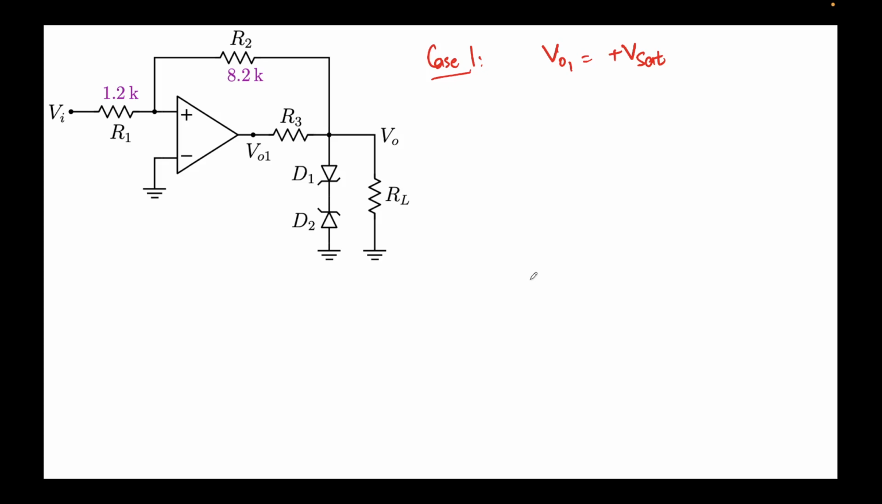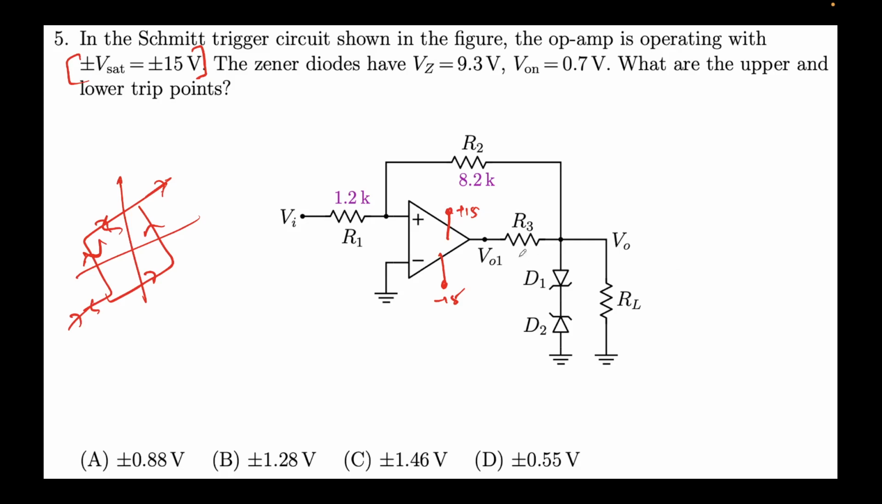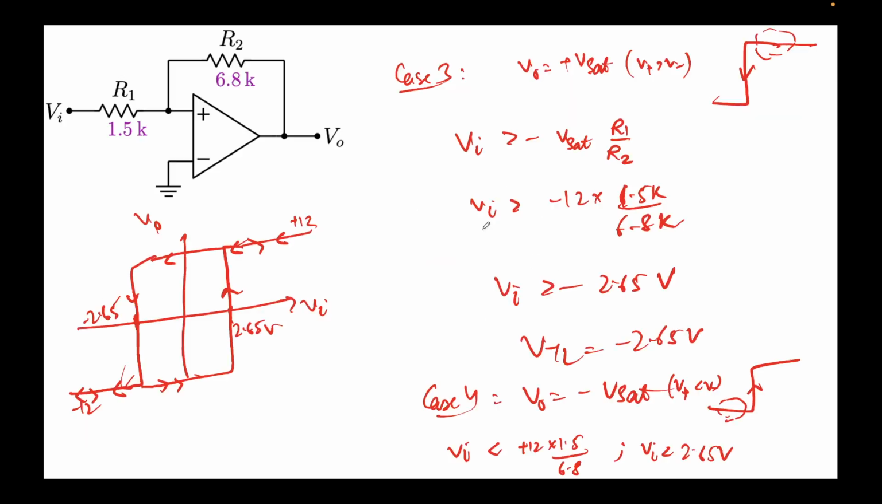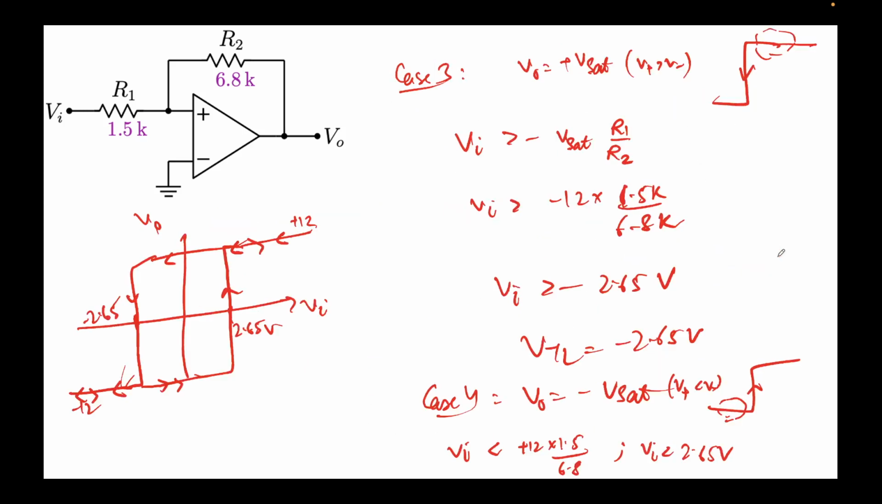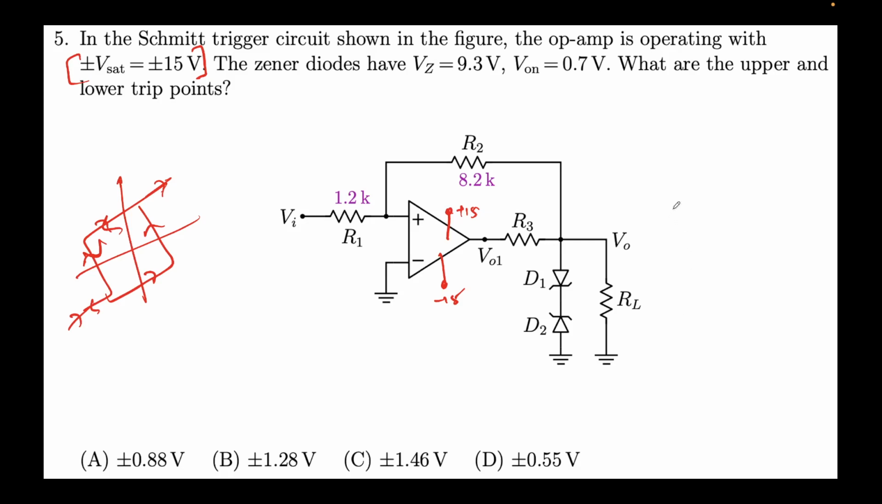Okay, so in this case again we'll just analyze what happens at very large negative and very large positive voltages. Which I have already done, so I'll not go over it again. So what we had noticed in the previous question also, when Vi is very large negative, it will be minus Vsat. Okay, so I'm going to use that same information over here. So what I mean is that it will look something like this in these regions. This is V0, this is Vi, this is plus Vsat, plus 15, and here it's minus 15 volts. Okay, we are interested in finding when the switching happens, when the tripping happens.